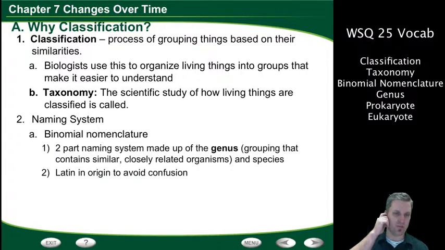Now, binomial just means two names. So it's a two-part naming system that's designed to help us understand what organism we're talking about. And why that's important is because if we didn't use a binomial naming system, then you could have organisms where it might be hard to know which one you're talking about. We'll talk about, for example, cats.